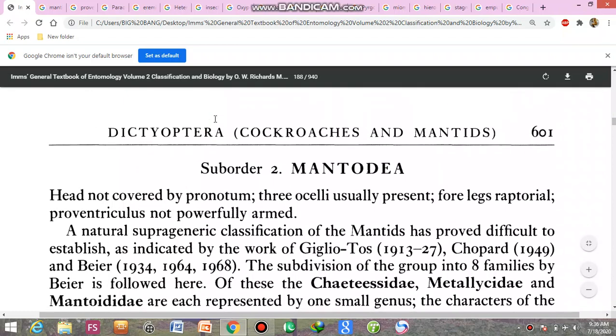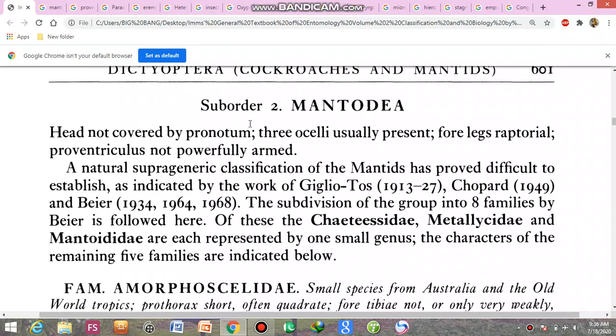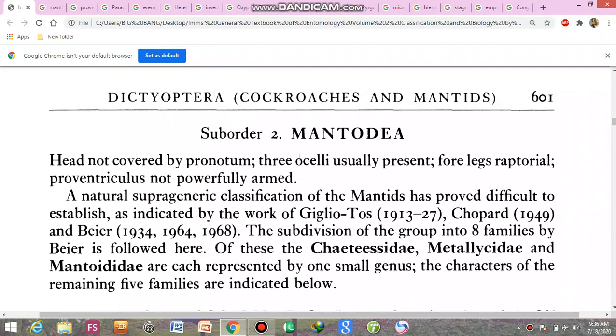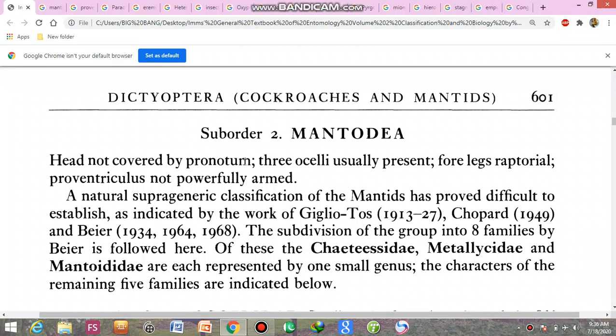Order Dictyoptera has two suborders. Previously, the order of cockroaches was discussed. Now we have to discuss the order of mantids. Suborder Mantodea: their head is not covered by the pronotum. The pronotum is the scale-like plate that sometimes covers a few areas of the thorax, or sometimes covers the whole thorax.